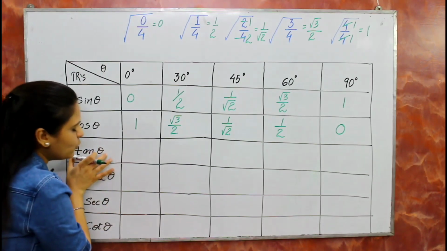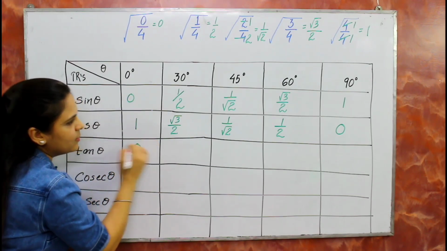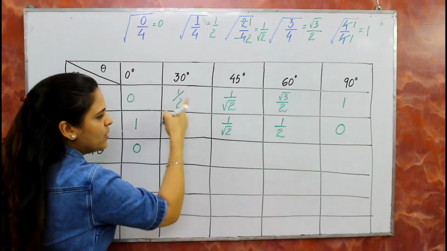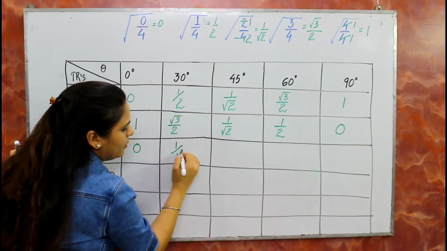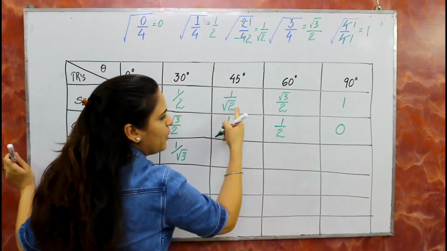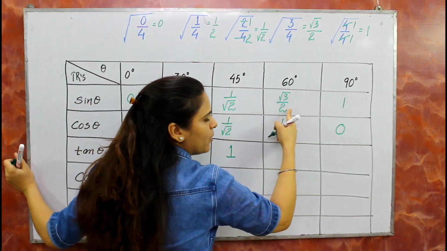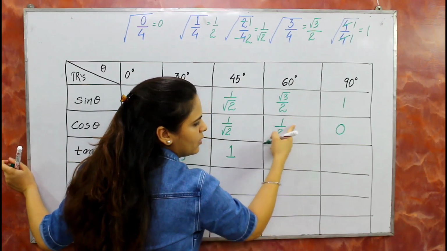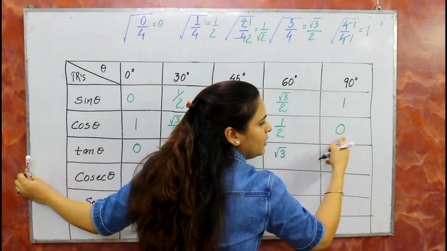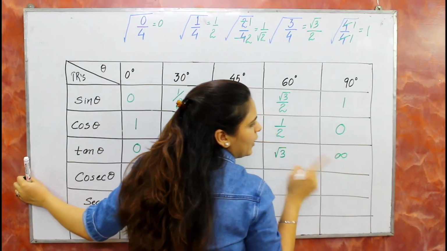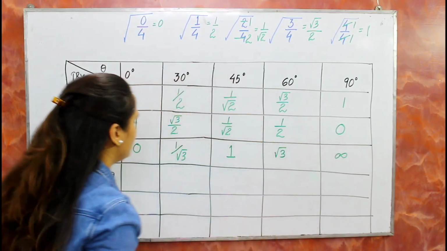We know tan theta is sine theta upon cos theta. So 0 upon 1 is 0. 1 upon 2 divided by root 3 upon 2 will be 1 upon root 3. 1 upon root 2 divided by 1 upon root 2 is 1. Root 3 upon 2 divided by 1 upon 2: when you cancel out these 2, you will get root 3 only. And 1 upon 0 is not defined. When you have 0 in the denominator, you will get not defined.